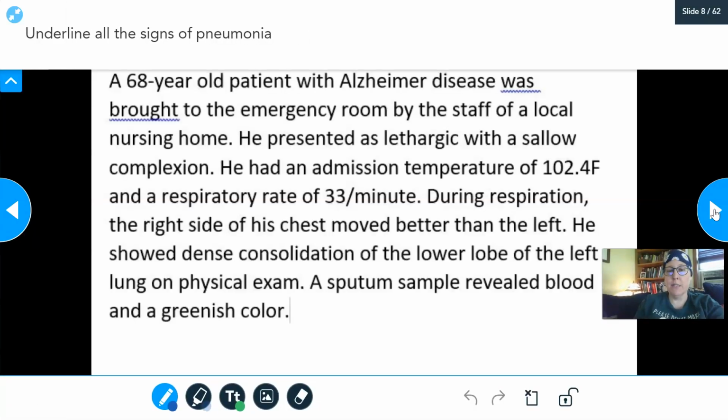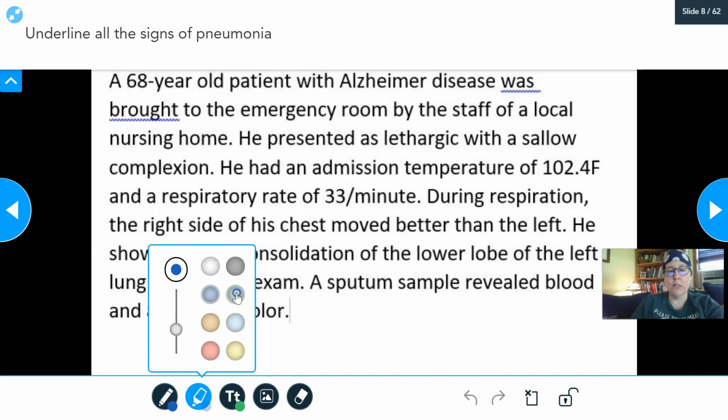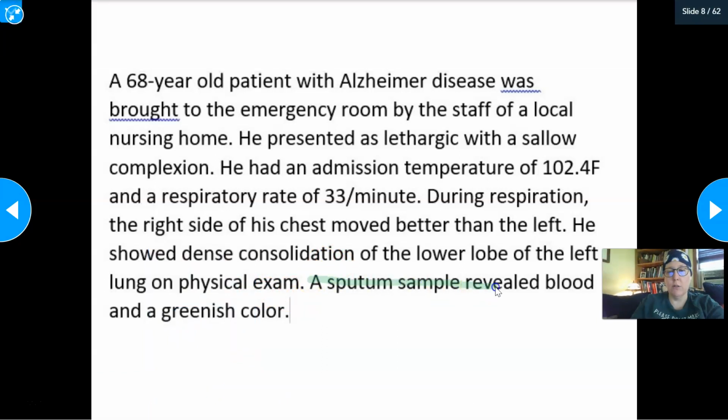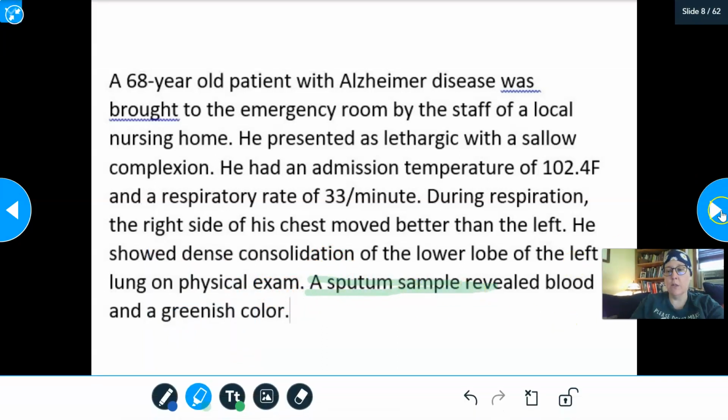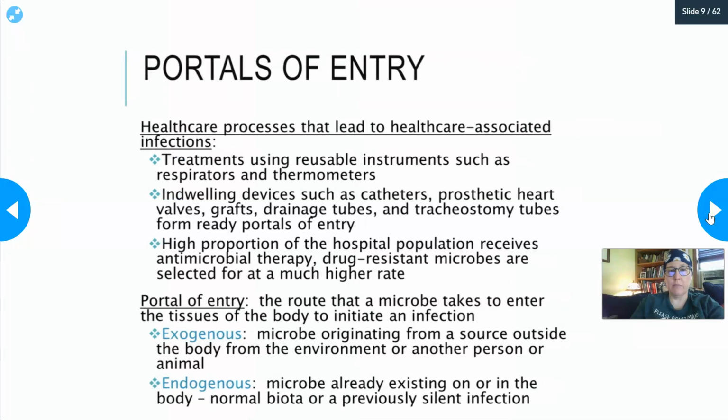So in this description of our case, I want you to underline all the signs of pneumonia. Okay, so you can highlight it. This is a little highlighter, so you can see it's a little fainter. If you pick it, you can again change the thickness, and then you can do stuff like that, right? So that's how you use the highlighter.